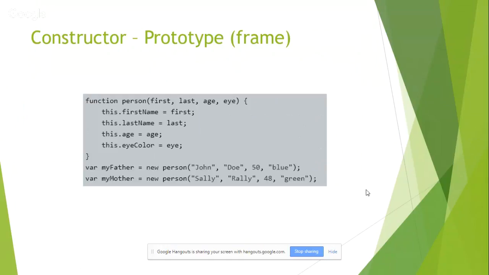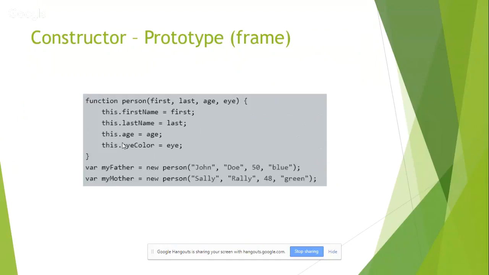In this example, the first instance is my father, and the person's name is John Doe. He's 50 and has blue eyes. The second instantiation is my mother. Her name's Sally Rowley. She's 48 and has green eyes. So you can reuse that same function for two separate object instances.